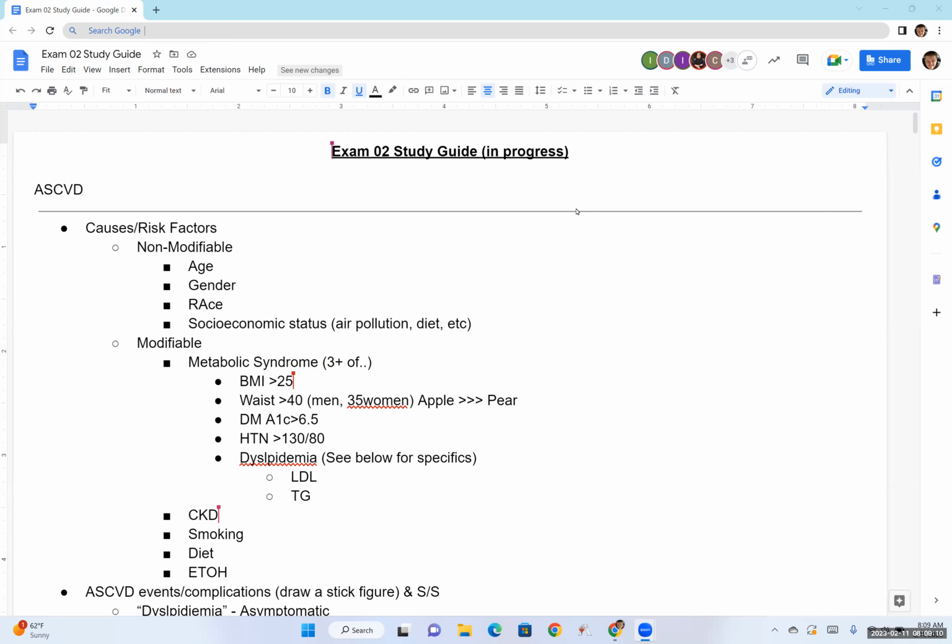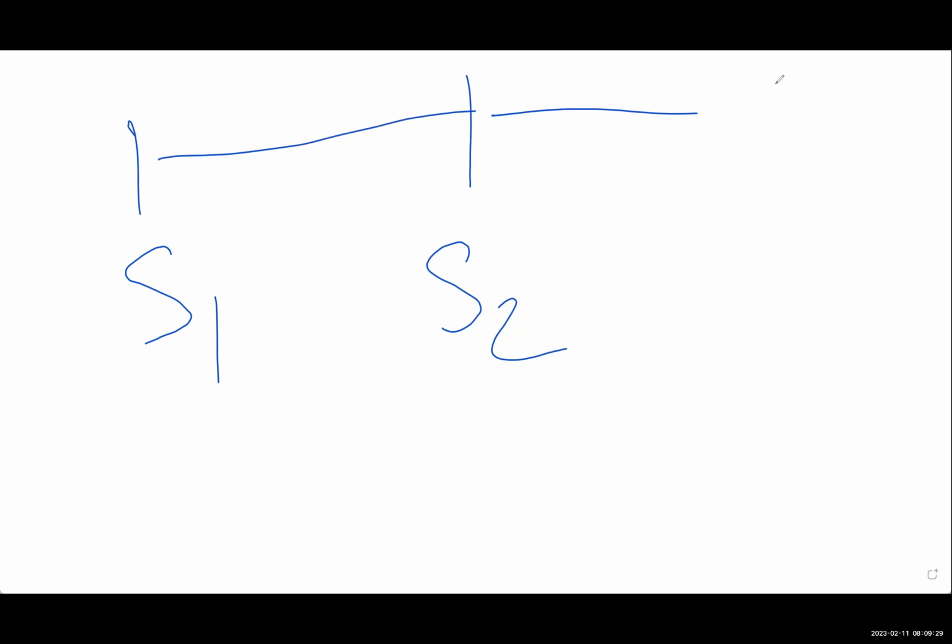Yeah, so S1, S2. So let me get a drawing going here. Share drawing. All right, so heart sounds, you have S1, S2, right? There is a pattern to this, and it keeps going, right? S2 will be after S1. Those are normal heart sounds, right?